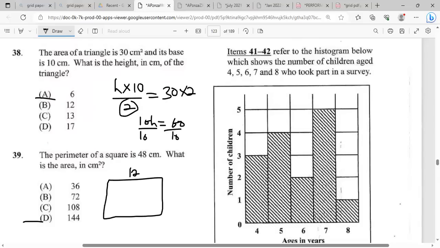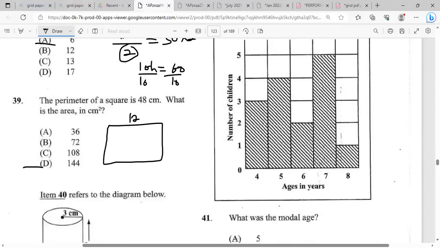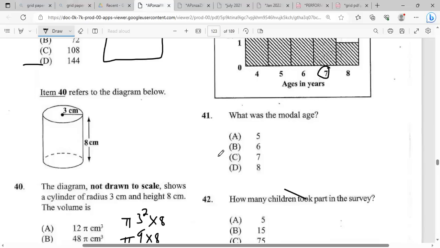Items 41 and 42 refer to the following histogram shown below, which shows the number of children aged 4, 5, 6, and 8 who took part in a survey. The first question says, what is the modal age? This is a repeat, so it's 7. We want the highest bar. What else do they want from us? They said, how many children took part in the survey?